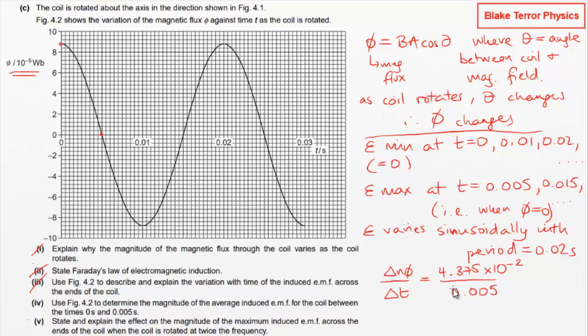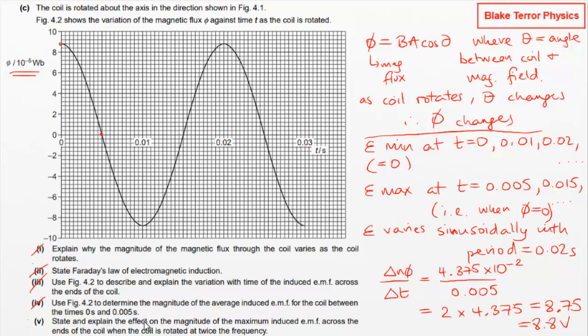So we're doing double this then, aren't we? Yeah, we've got 5 times 10 to the minus 3. So we're going to just be doing 2 times 4.375, and that is going to be equal to 8.75, which is 8.8 volts, to two significant figures.